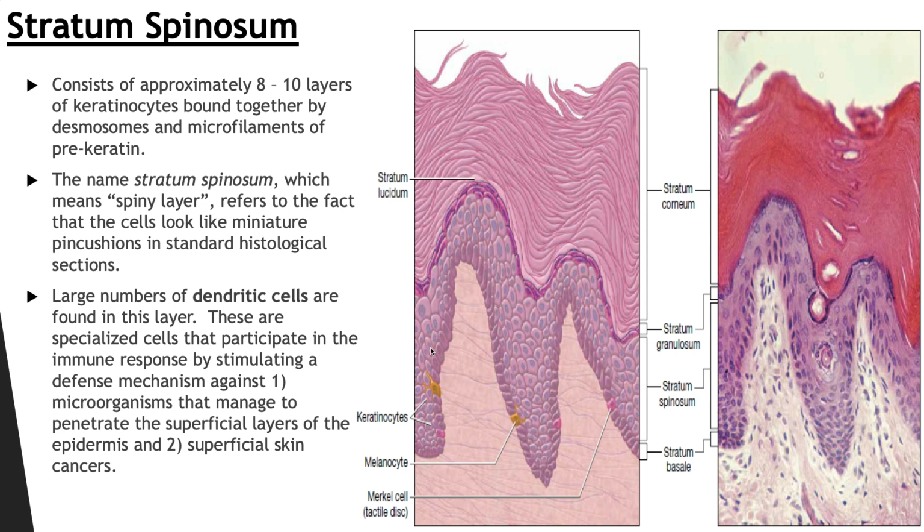This also has a large number of dendritic cells found in this layer, and we'll get more to what dendritic cells are when we get into nervous tissue and things like that. Essentially, these are specialized cells that participate in part of the immune system by stimulating defense mechanisms against microorganisms that are able to penetrate the superficial layers and help with superficial skin cancers.